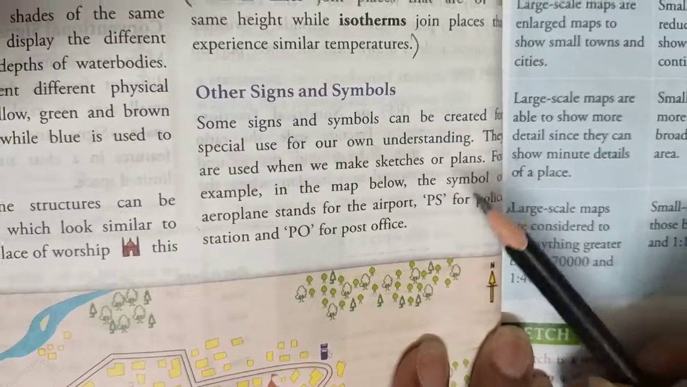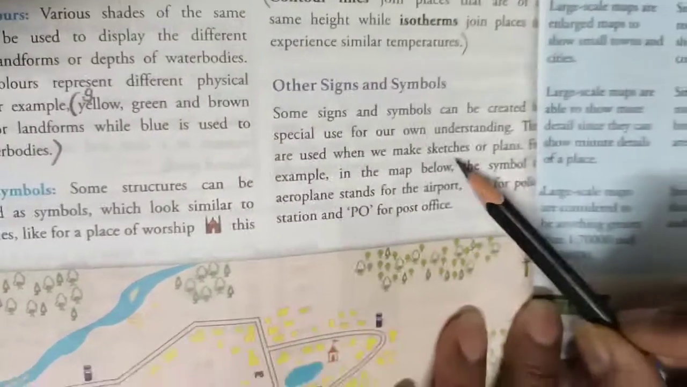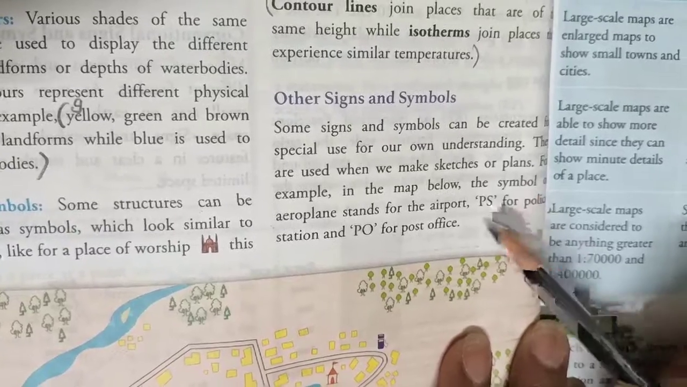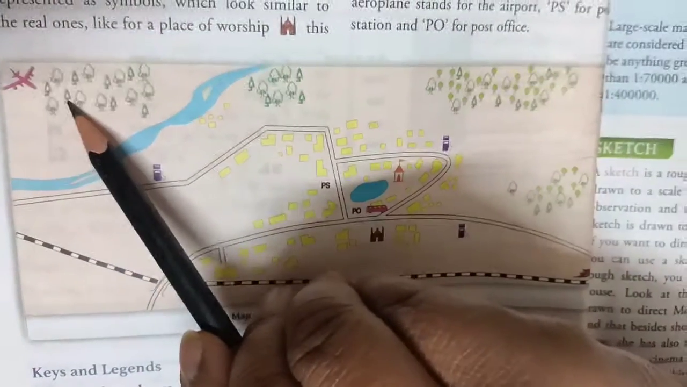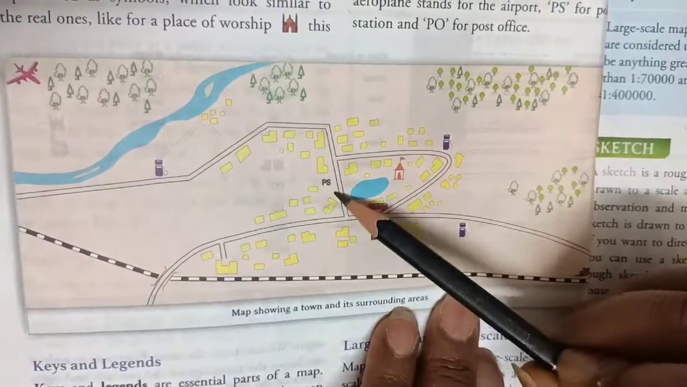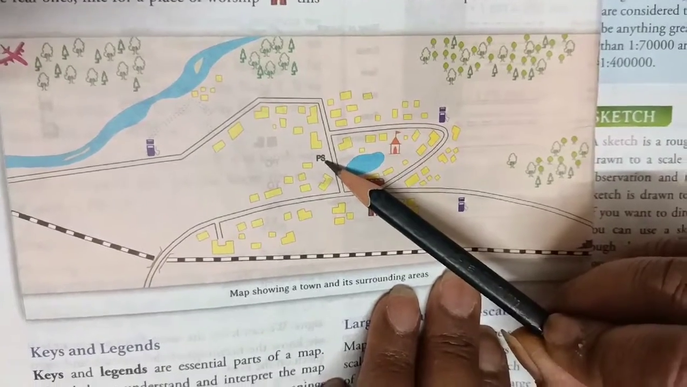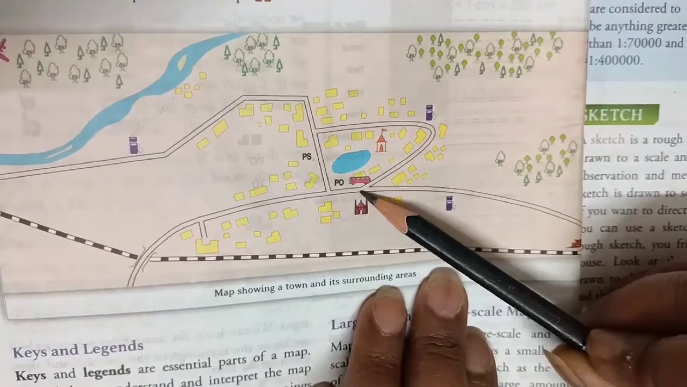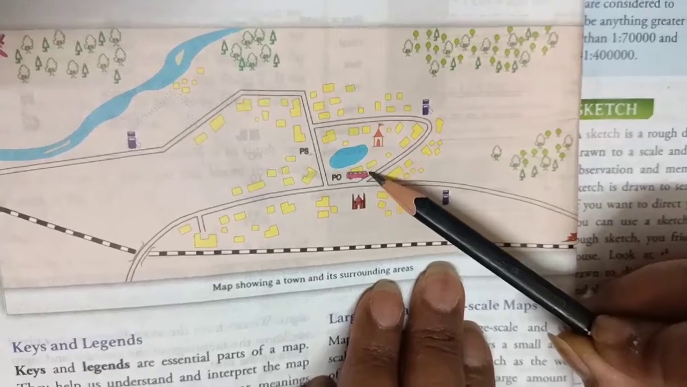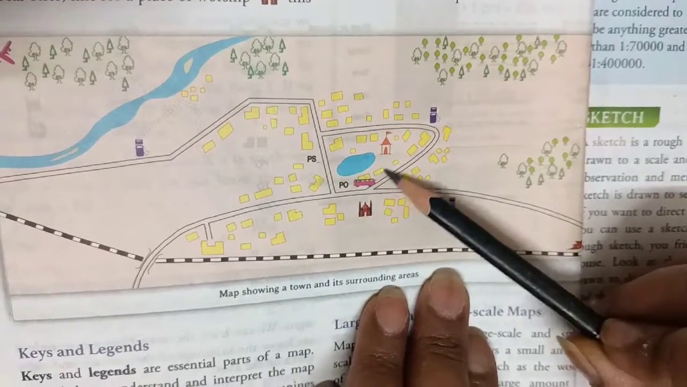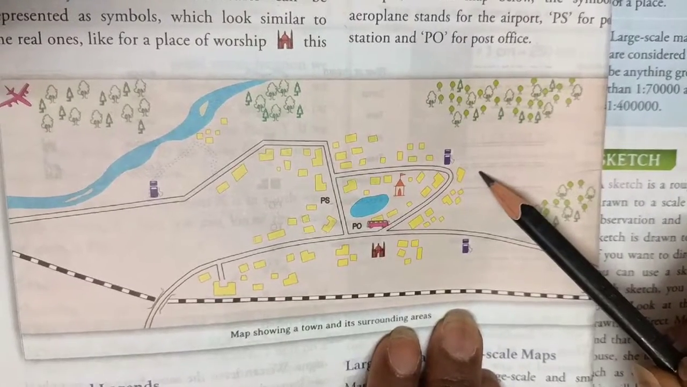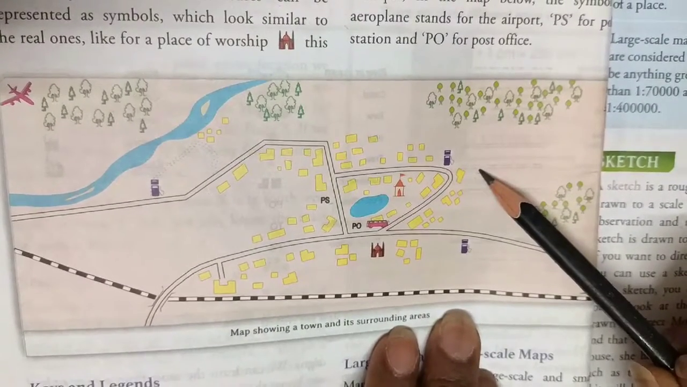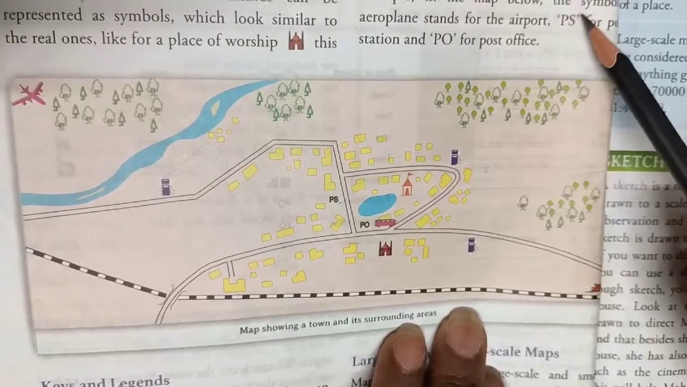For example, they are used when we make sketches and plans. You can see a map over here below and you can see an aeroplane which stands for airport. PS stands for police station and PO stands for post office. So it is for our own understanding, and these other signs and symbols are used whenever we are making sketches or plans.